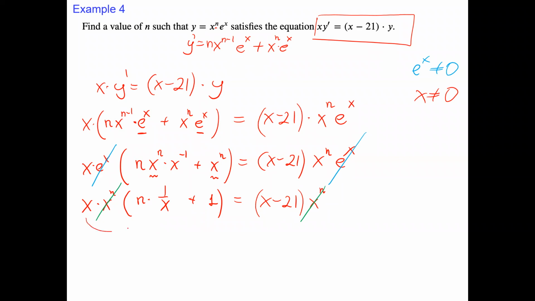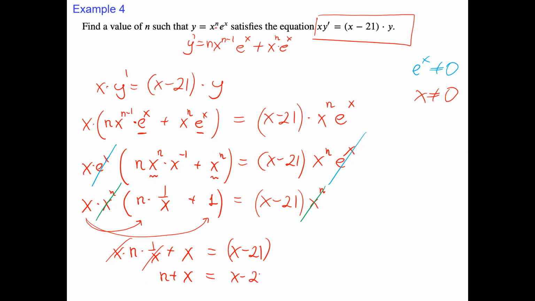I will multiply x by this, and I will multiply x by that. We will have x times n times 1 over x, plus x, equals x minus 21. This is actually gone, because x times 1 over x is just 1. We do have n plus x equals x minus 21. And if we subtract x from both sides, n is negative 21.